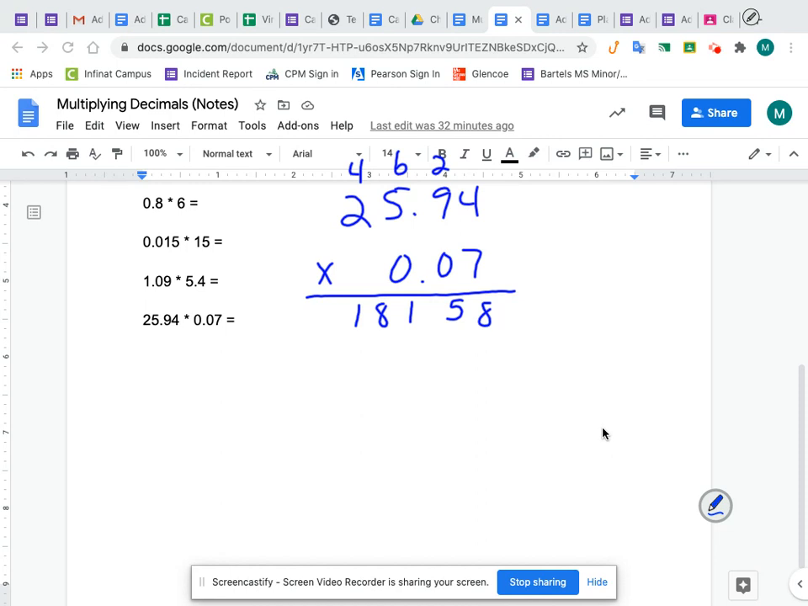And I don't need to worry about going to the next line and multiplying my 0 because I'm just going to get zeros. So 1, 2, 3, 4, 1, 2, 3, 4. So 1 and 8,158 ten thousandths. And that's just your quick multiplying decimal notes.